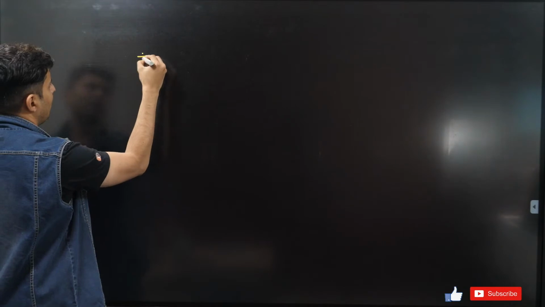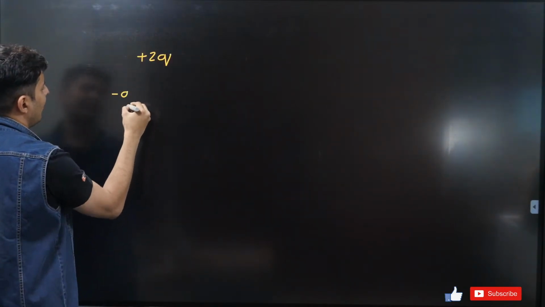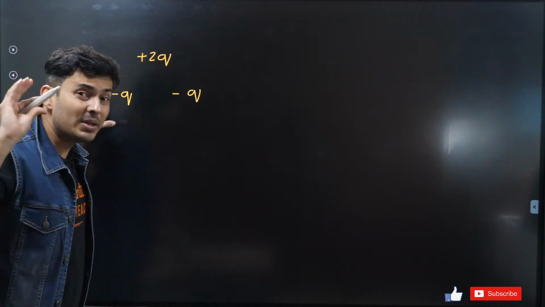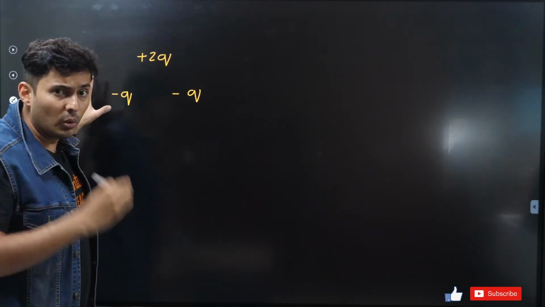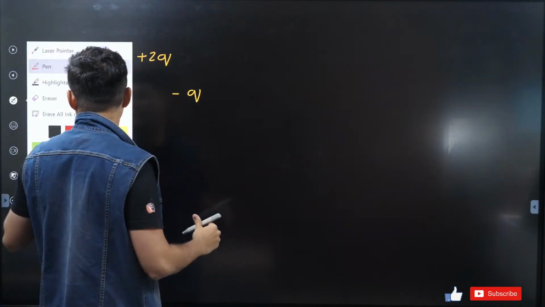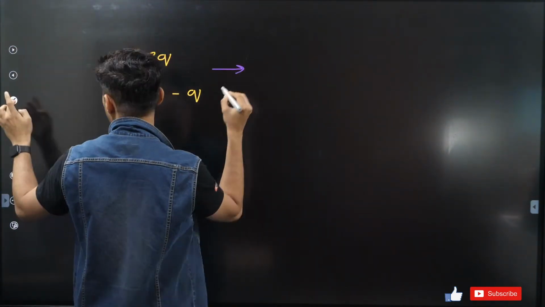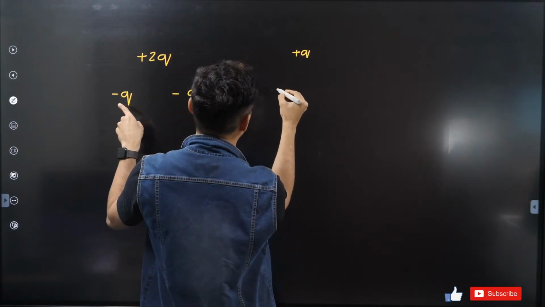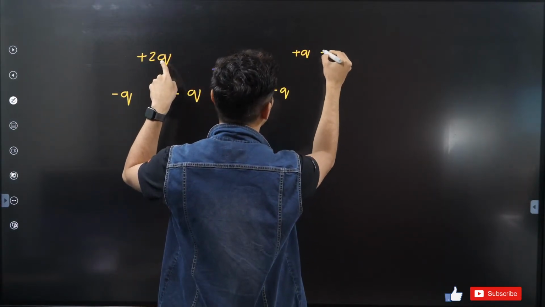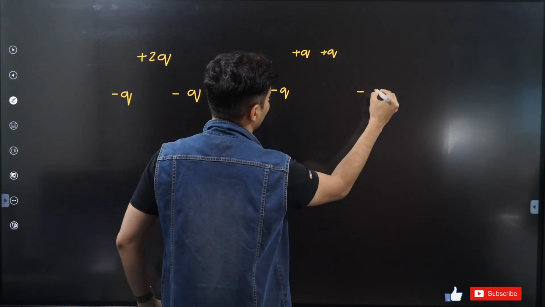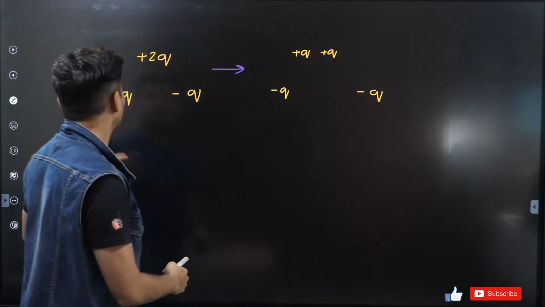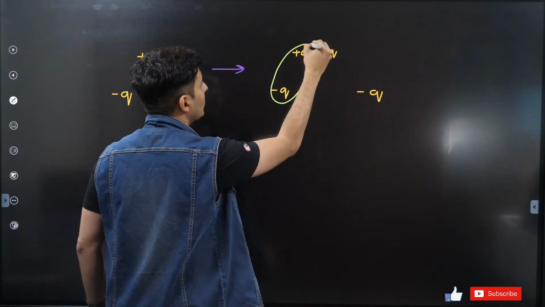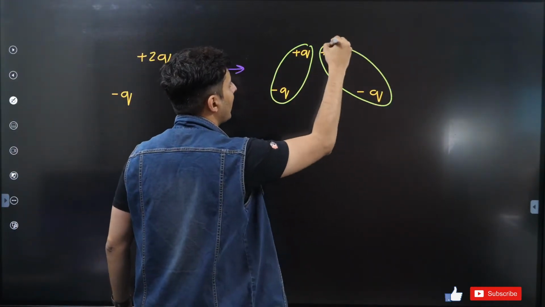So just look at this particular example. Imagine there is a plus 2q charge here, a minus q charge here, and a minus q charge here. This system is actually a dipole. In fact, there are two dipoles. How? Look at this. I can convert this scenario as a positive charge here, this negative as it is. This plus 2q, I split into two q's, and this negative q as it is.